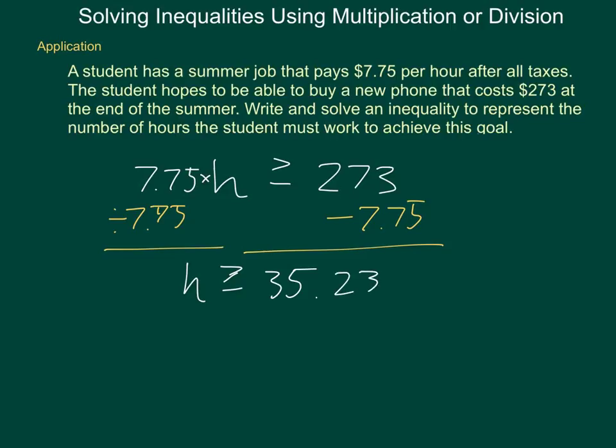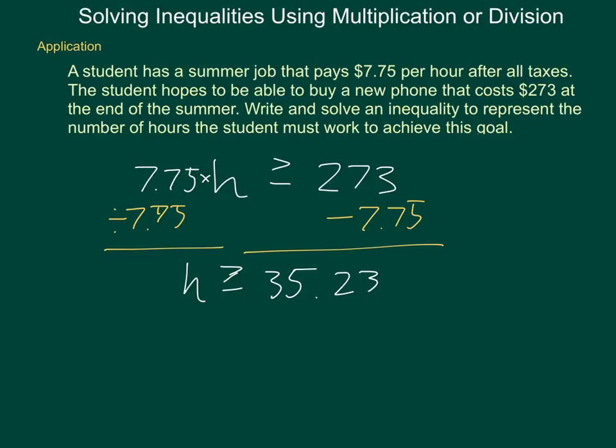23/100 of an hour. Now, most places won't pay like this. They'll pay by the half hour or the full hour. So we're going to say 36 hours. So if this student works 36 hours during the summer and saves all the money that comes, he or she will be able to purchase this phone.